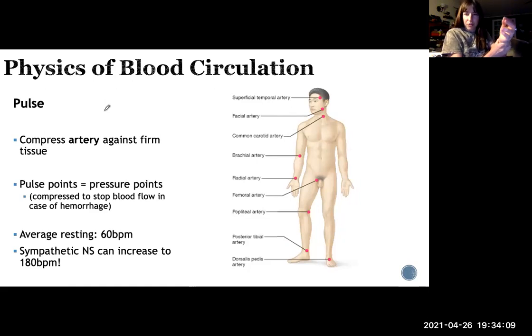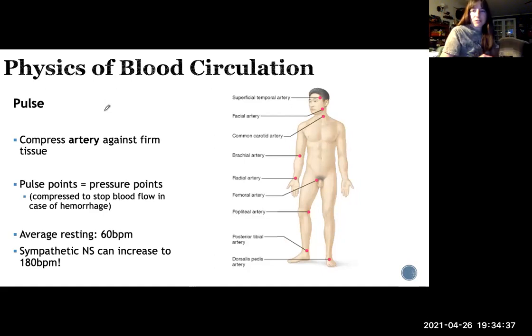You don't want to use your thumb. Usually you can feel it, but there's a chance that you might be feeling your own pulse. The vessels here might be large enough that you might be able to detect your own pulse if you do that. So it's safer to use your first two fingers right under your thumb, right at that distal end of your radius. You should be able to feel your pulse right there.